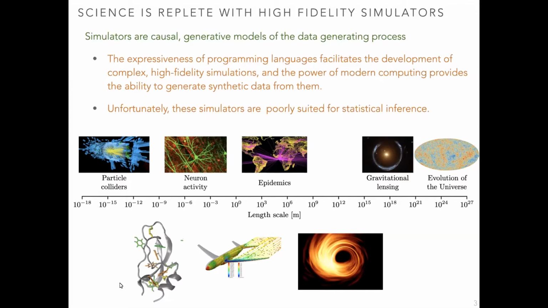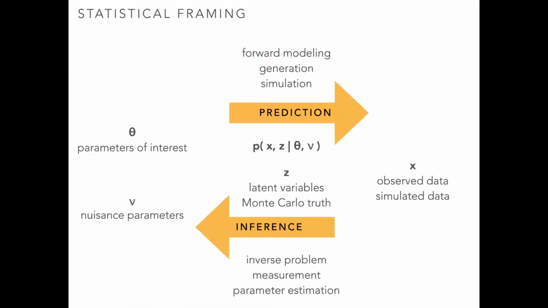And the power of modern computing allows us to generate a lot of synthetic data from those simulations. And the ability to generate a lot of synthetic data, you can imagine, is going to play very well with machine learning. But the problem with these kinds of simulators is that they are not well suited for statistical inference. And I'll make that more clear in just a second.